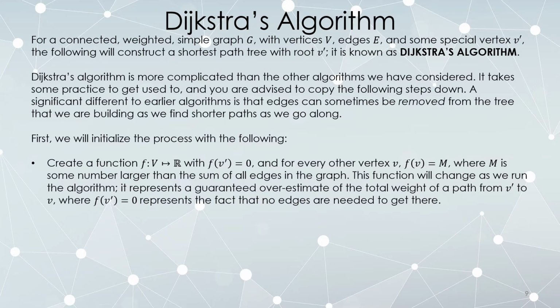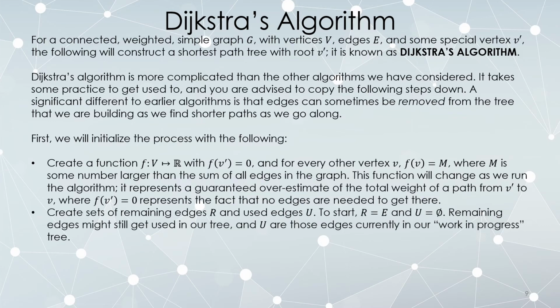This value will change. This function is going to start assigning different values to different vertices. But at the beginning, what we're doing is we are vastly overestimating how far away vertices are. We're saying, what's the distance to home base? Well, home base is distance 0 to itself. Every other vertex we're overestimating by calling it super, super far away. So now what we do is we create sets of remaining edges and used edges. So to begin with, all the edges remain. The remaining edges is the entire edge set, and the used edges are empty.